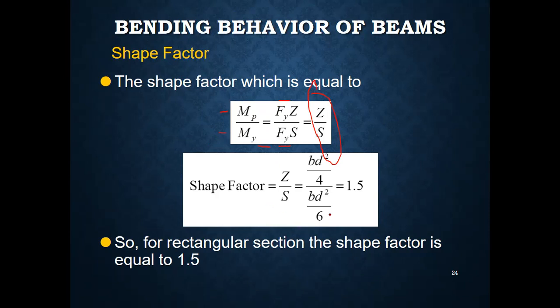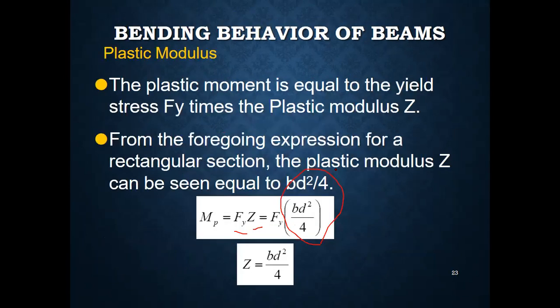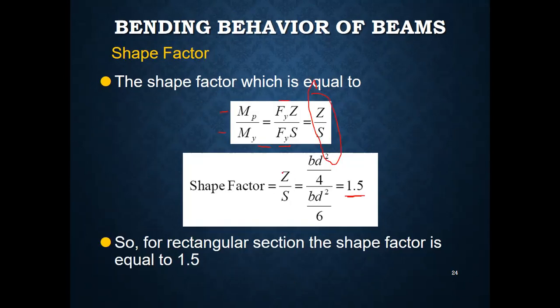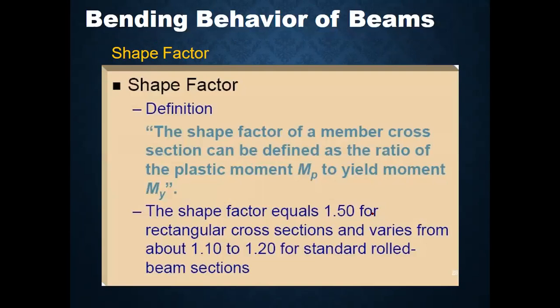and its value comes out to be 1.5 for rectangular sections, because we have seen the value of the plastic modulus, that is Z, is bd² / 4, while the value of the section modulus for the rectangular members is bd² / 6. And once we simplify this value, 6 by 4 comes out to be 1.5.